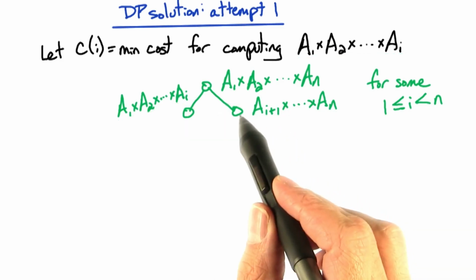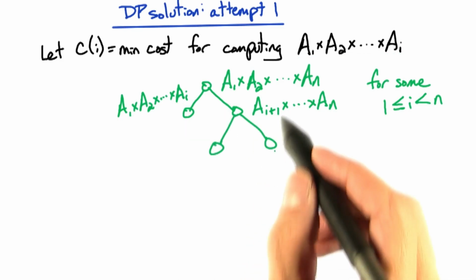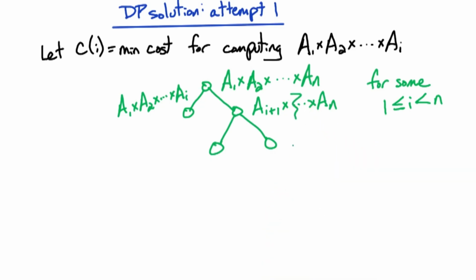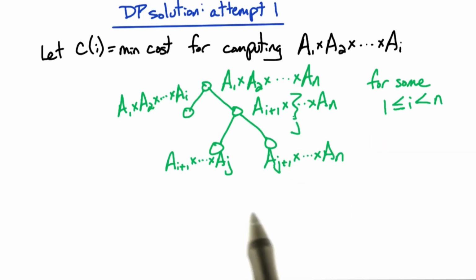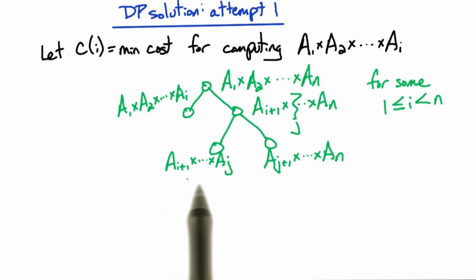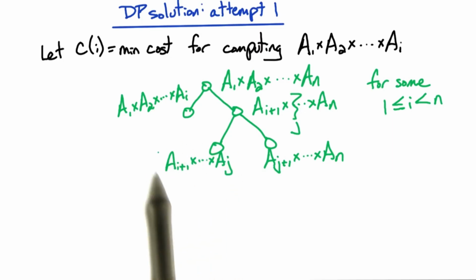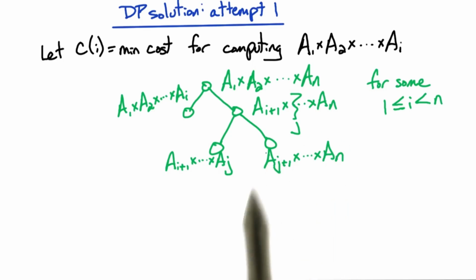Let's look at the children of this node. There's going to be some split here at some index j, and the left child is going to correspond to the product of A_{i+1} up to A_j. And the right child is going to correspond to the product of A_{j+1} up to A_n. Now we'd like to try all possibilities for this split index j, and then we'd like to look up in our table the minimum cost for this subtree and the minimum cost for this subtree.